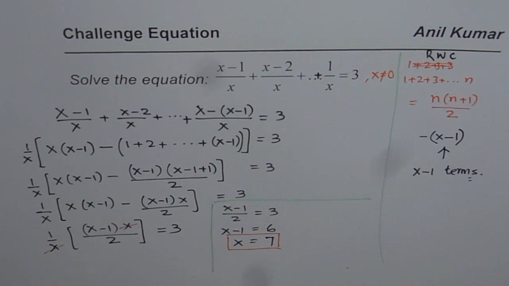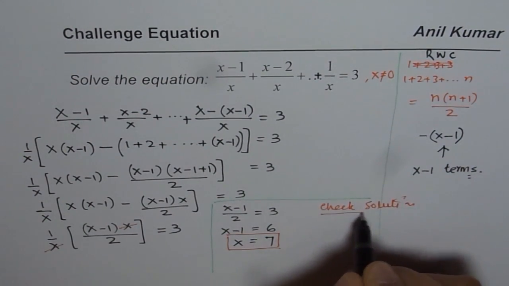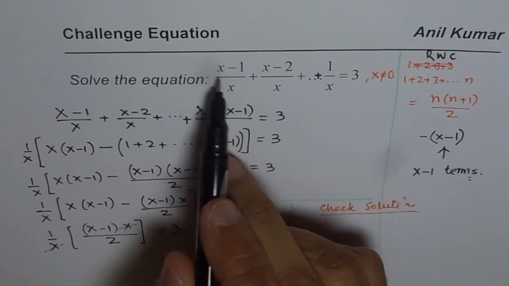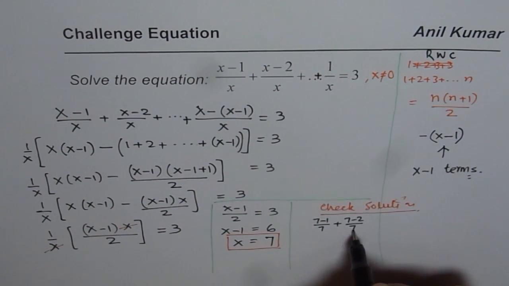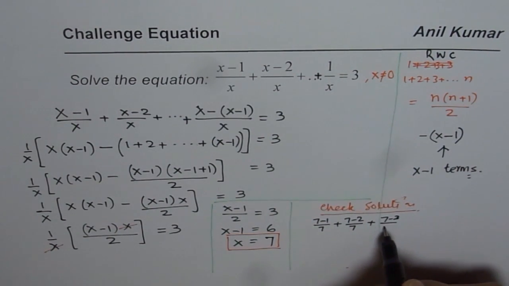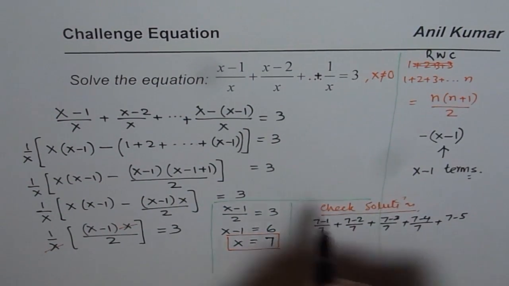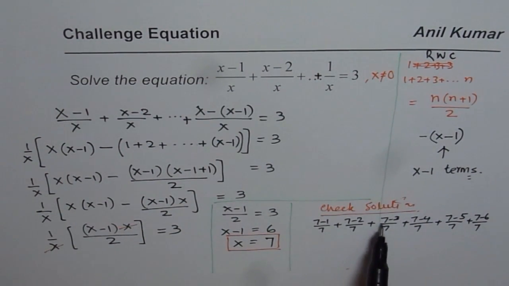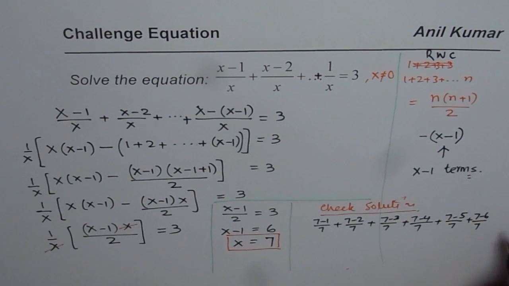Now, what you can also do is test, right? So replace x with 7 and check it out. Check the solution. That is also very important. So to check the solution, we can rewrite the whole expression with 7: (7 minus 1) over 7 plus (7 minus 2) over 7 plus (7 minus 3) over 7 plus (7 minus 4) and so on. This checking process will make all these steps absolutely clear, and that is why I'm taking this time. So 1, 2, 3, 4, 5, 6 terms, 1 less than 7. Do you see that? Right? So I'm not writing equal to 3, we will check how much it is.